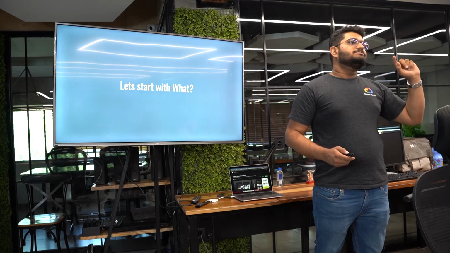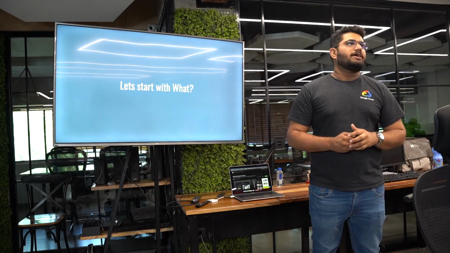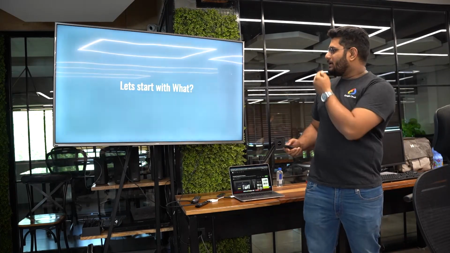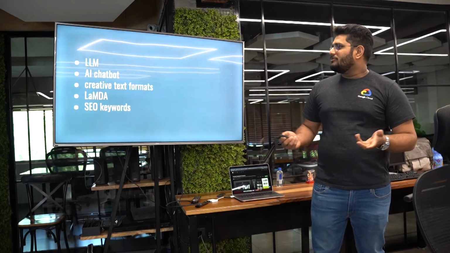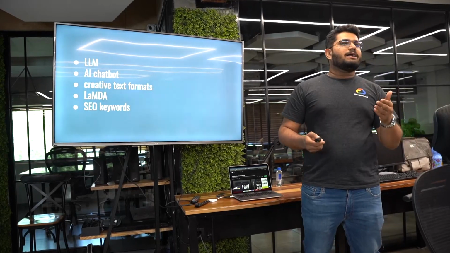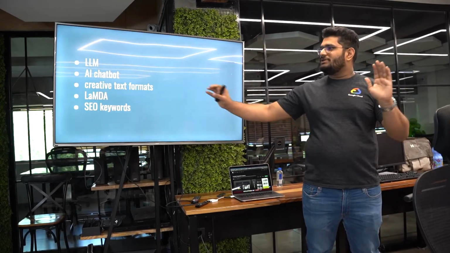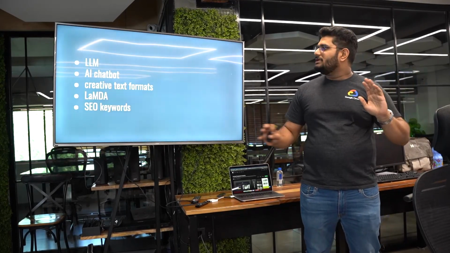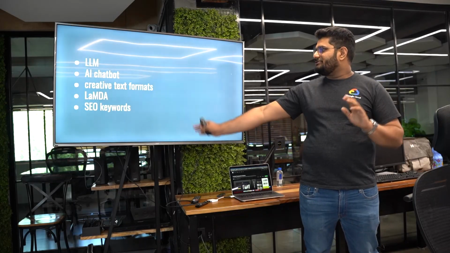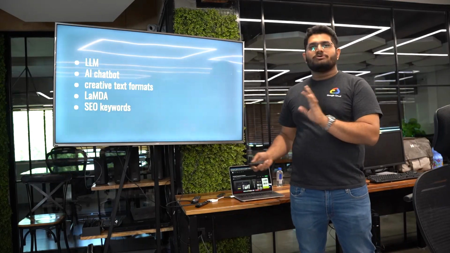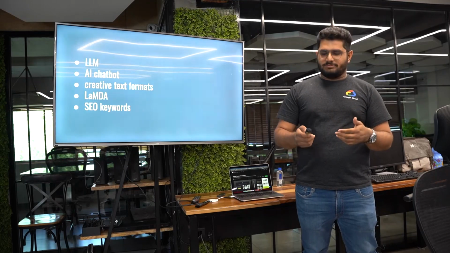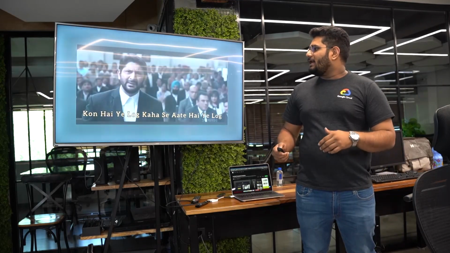Good number of people. So basically, if you ask BARD what is BARD, it will give you these four or five keywords: LLM, AI chatbot, creative text formats, LaMDA, SEO keywords, and one or two more.